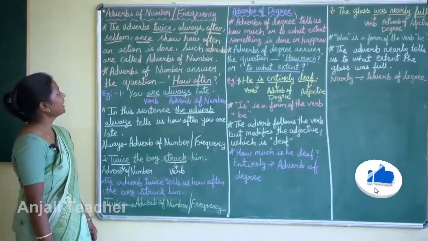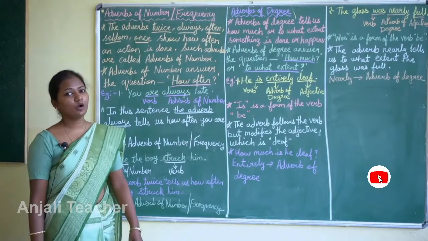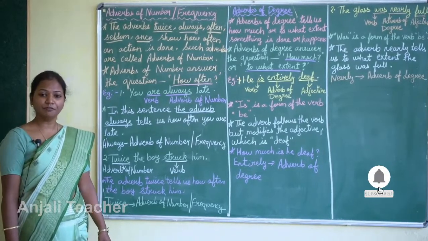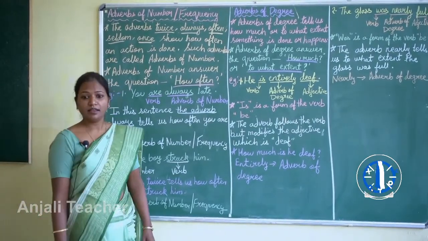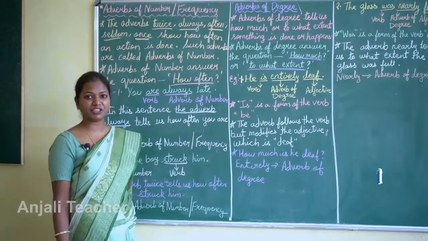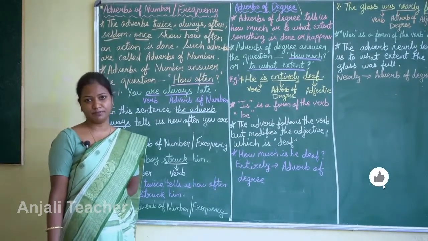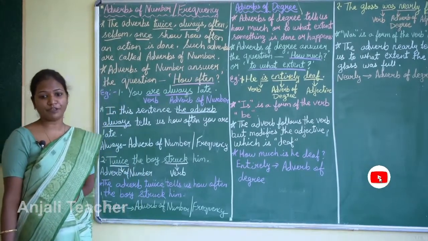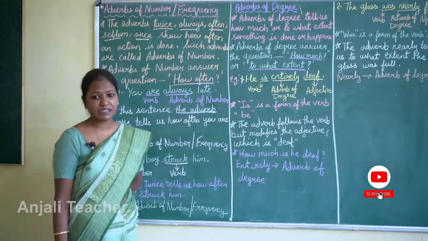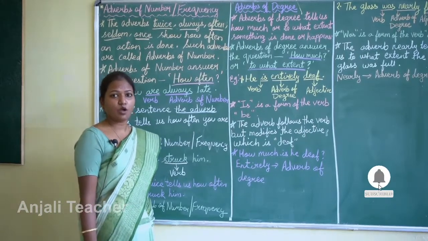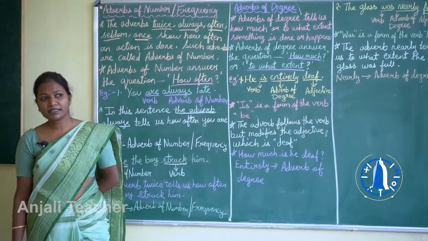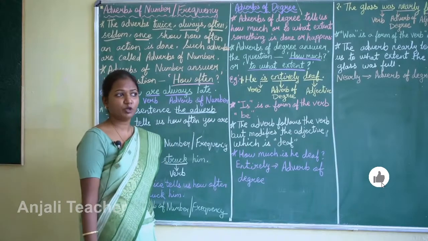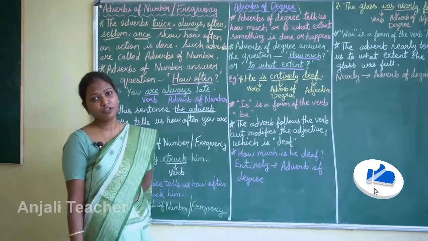The next one is adverbs of number or adverbs of frequency. Adverbs of number are also known as adverbs of frequency. Adverbs of frequency tell us how frequently an action takes place, or how often. They answer the question how often. Some adverbs of frequency are twice, often, seldom, once, frequently, always.